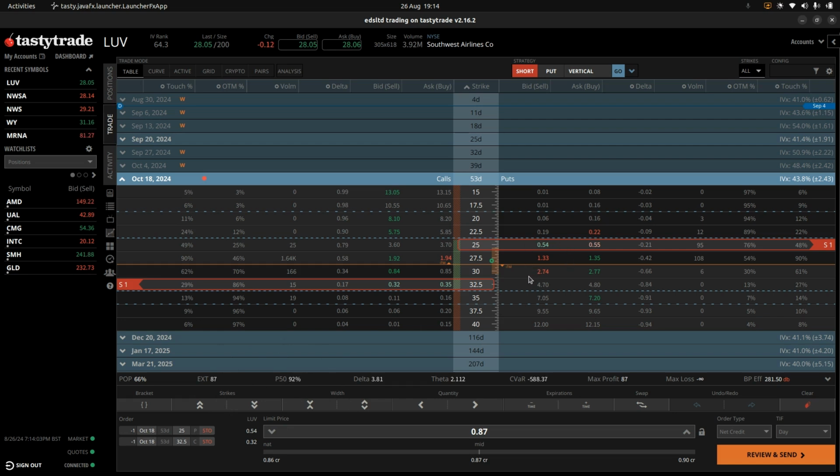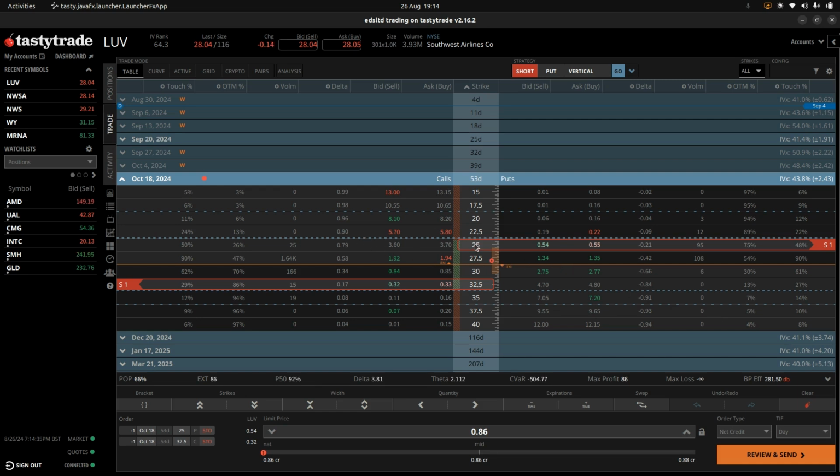We're not actually going to put this trade on specifically because we are kind of at the limit for open positions in this portfolio. However, this would be a nice addition, especially if you have a smaller account. As we can see, it only takes up $281 of buying power.